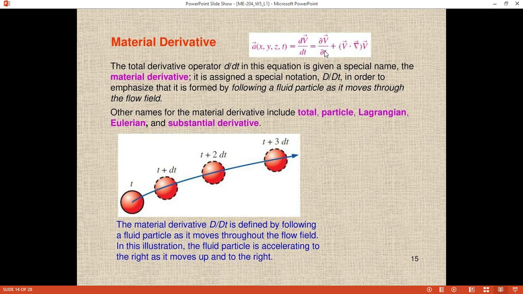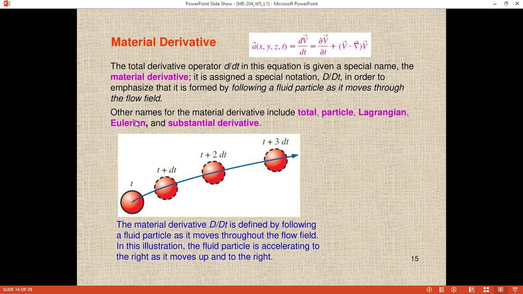This is the local acceleration, due to time changes, and this is the convective acceleration, due to the space coordinate changes. So we are calling this d by dt by a special name, the material derivative. It is assigned a special notation, capital D by dt, in order to emphasize that it is formed by following a fluid particle as it moves through the flow field.